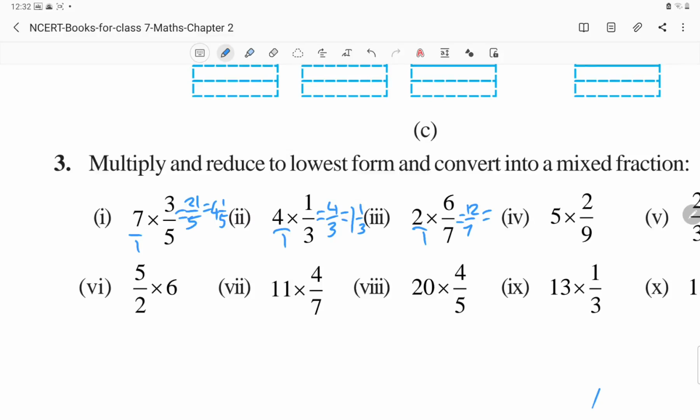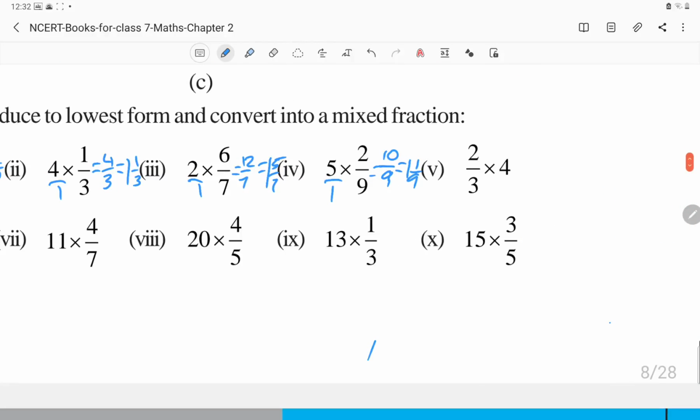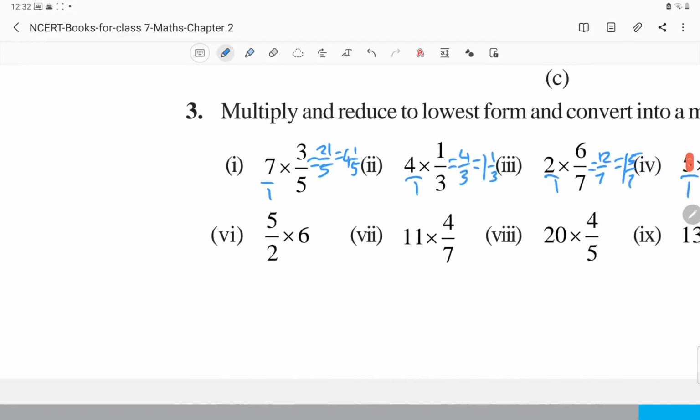12 by 7, which equals 1, 5 by 7. 10 by 9, which equals 1 and 1 by 9. 8 by 3, which equals 2 and 2 by 3. 5 times 6, 30 by 2, which equals, you can simplify this, 15 by 1, so that's just equals 15.